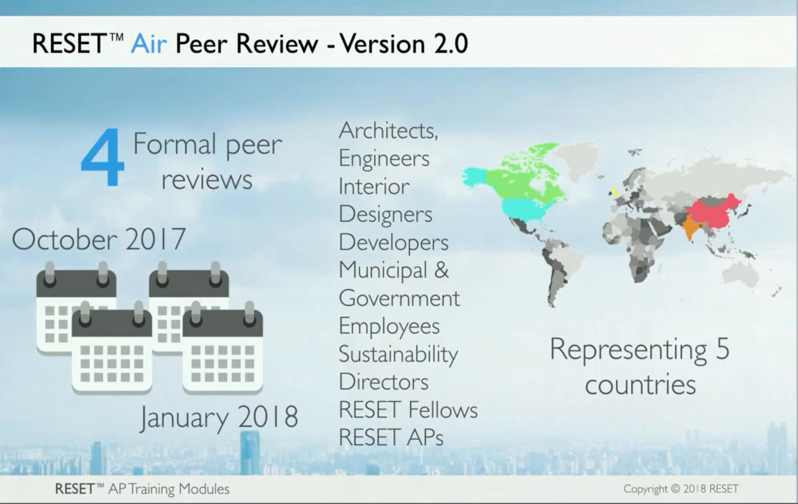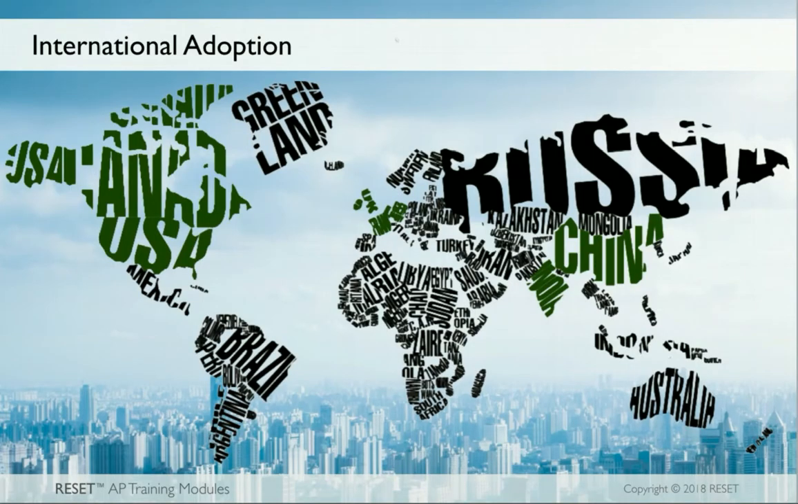And we were so fortunate to have input from experts around the globe, representing 5 different countries and from a very wide array of professional backgrounds. So as of January 31st, 2018, we're excited to say that we launched the official version of Reset Air version 2.0. And that, of course, is a standard that we're holding teams to moving forward. And again, just to reiterate, Reset being the first standard to grow internationally out of China, we have seen rapid growth and being picked up by other countries ever since.